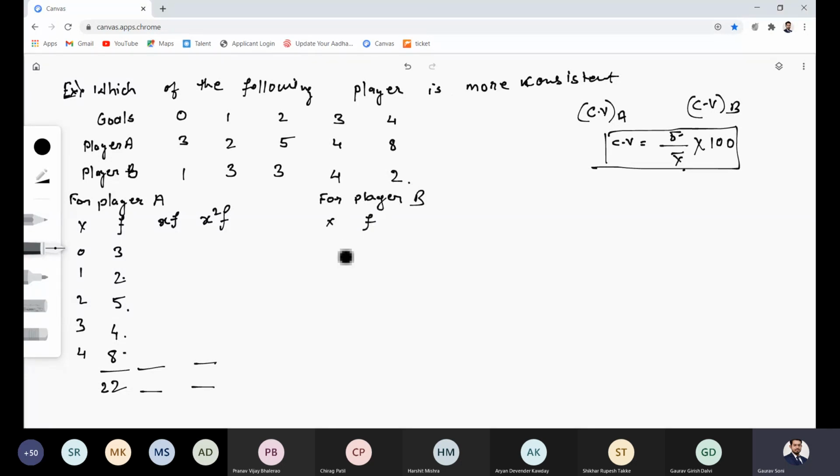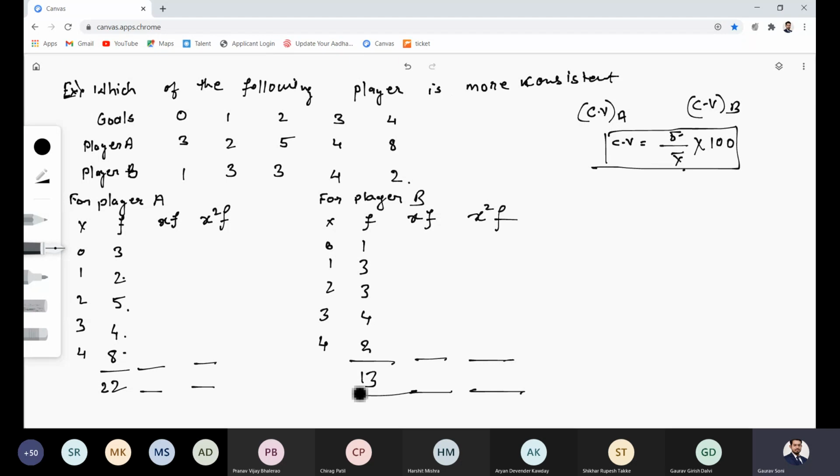X, f, x is 0, 1, 2, 3, 4. Those are 1, 3, 3, 4, 2. Summation f, summation xf, summation x square f. Get the sum of the 4 columns so that we can go ahead.